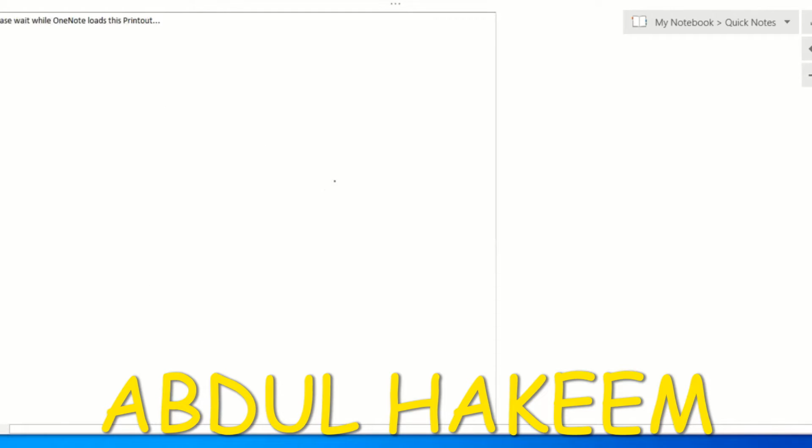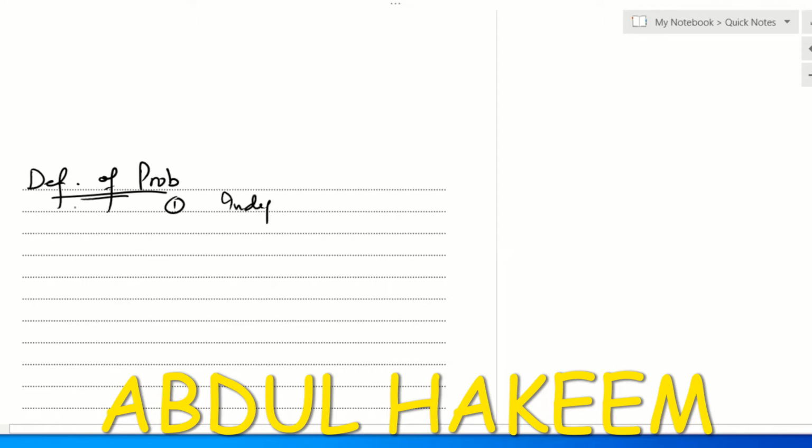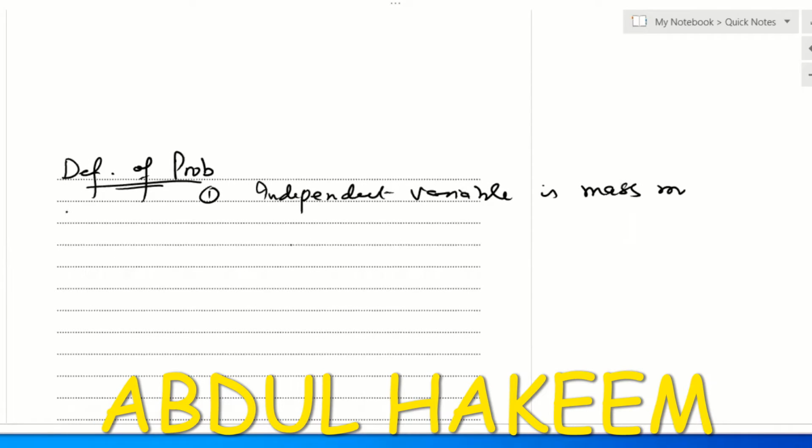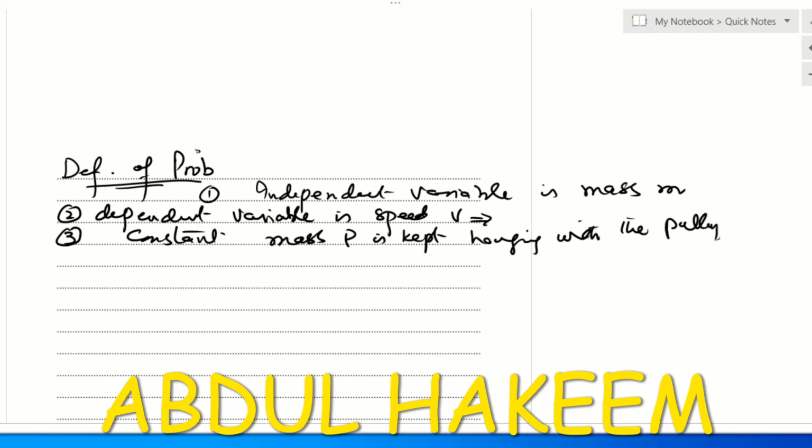So first, we write the definition of the problem. Number 1, the independent variable is the mass m which is placed on the trolley. Number 2, the dependent variable is the speed v of the trolley which is reached. And number 3 is the constant. So what is constant? Mass P is kept constant, which is hanging with the help of the pulley.